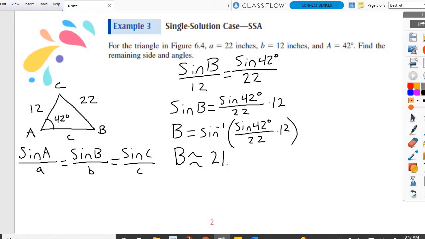21 point 406. And we're in degrees. We're all okay with that? Yes? No? Maybe, but we're all able to get that in our calculator, whatever type of calculator we use.